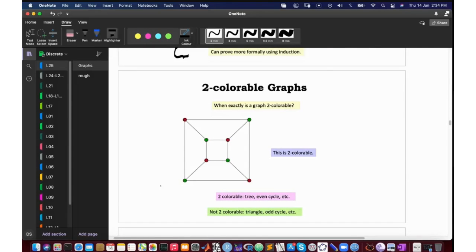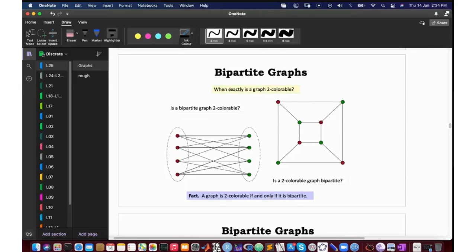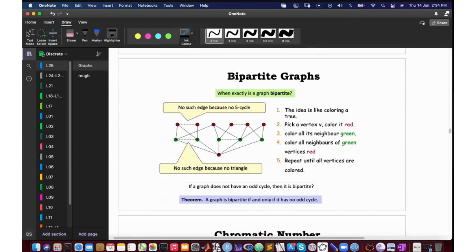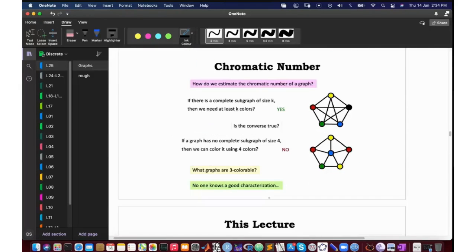And even cycles need 2 colors. A triangle is not 2 colorable, and an odd cycle is not 2 colorable. We know about bipartite graphs already, so let me skip this part. So this thing I told you: what sort of graphs are 3 colorable? No one knows. There is no general characterization. No one has an algorithm or a mathematical proof of what kind of graphs are 3 colorable.